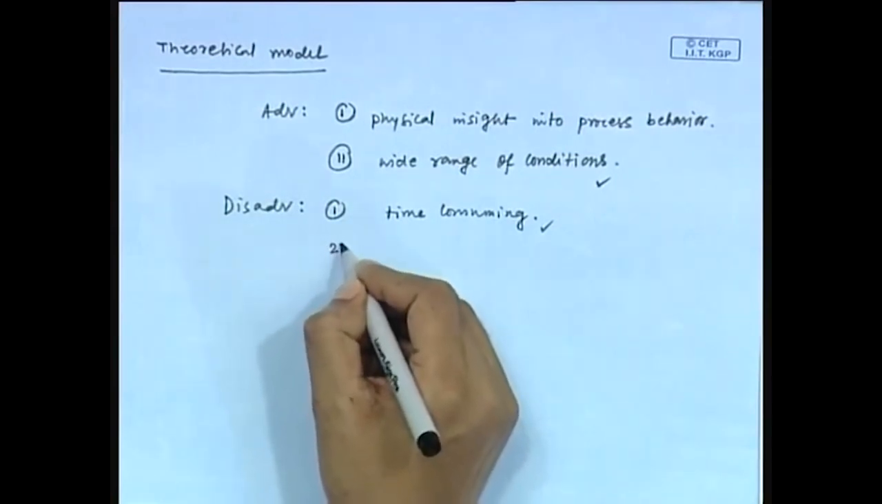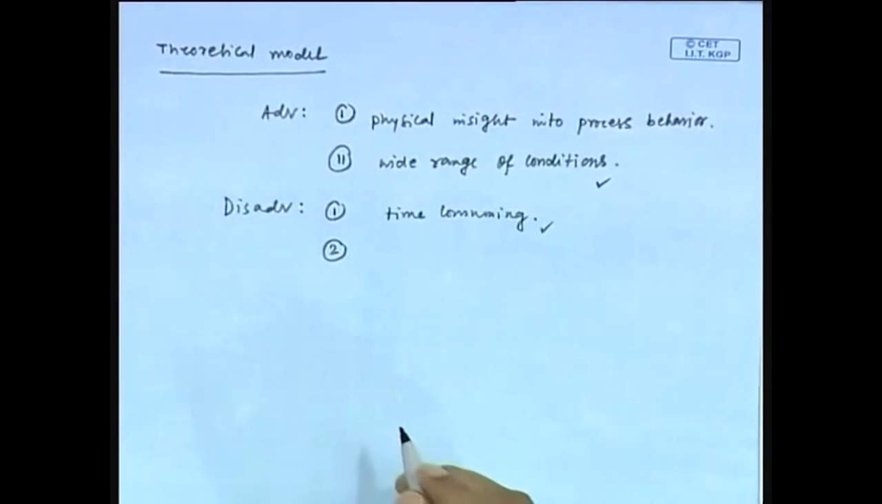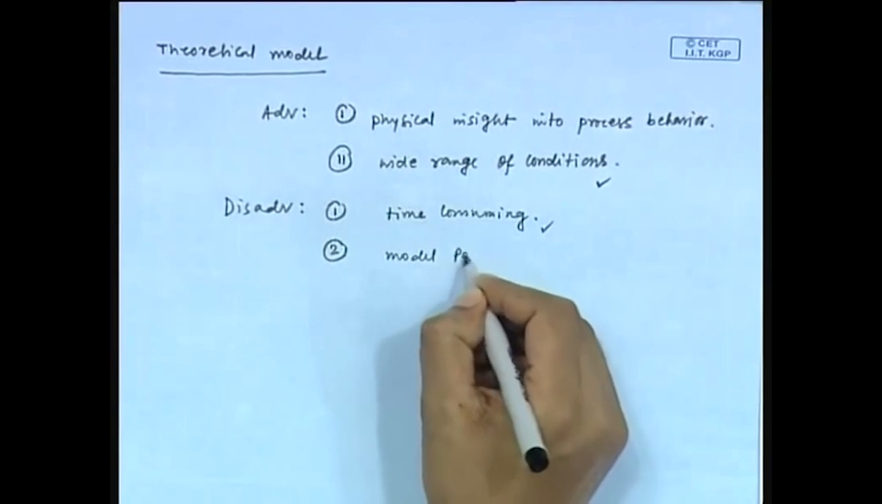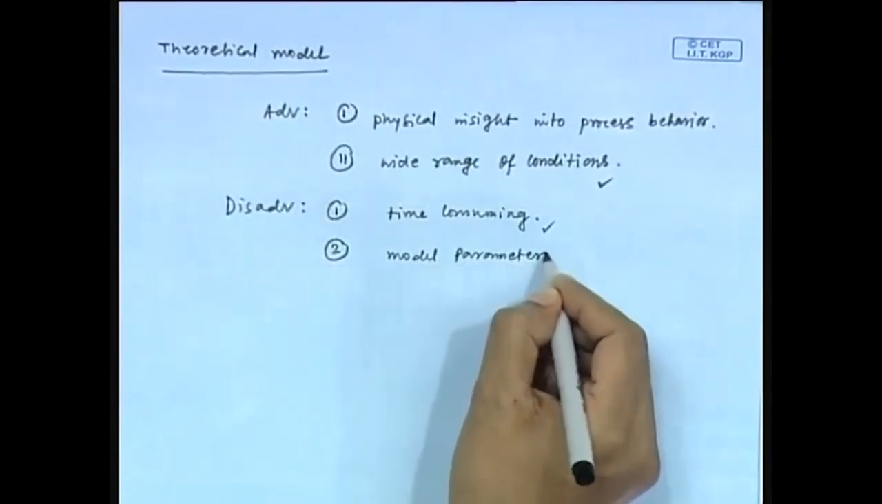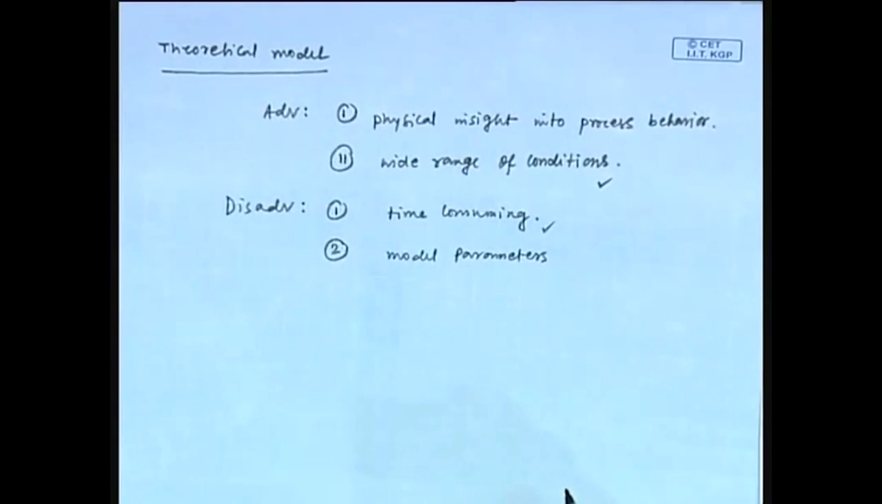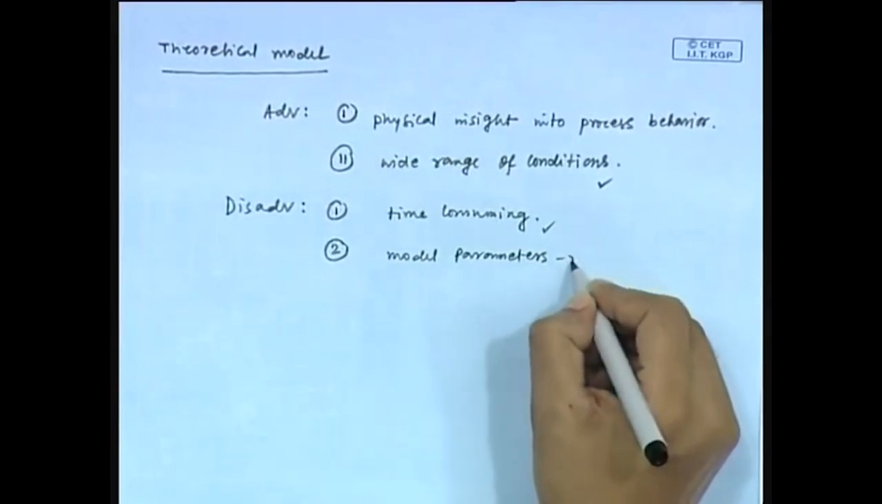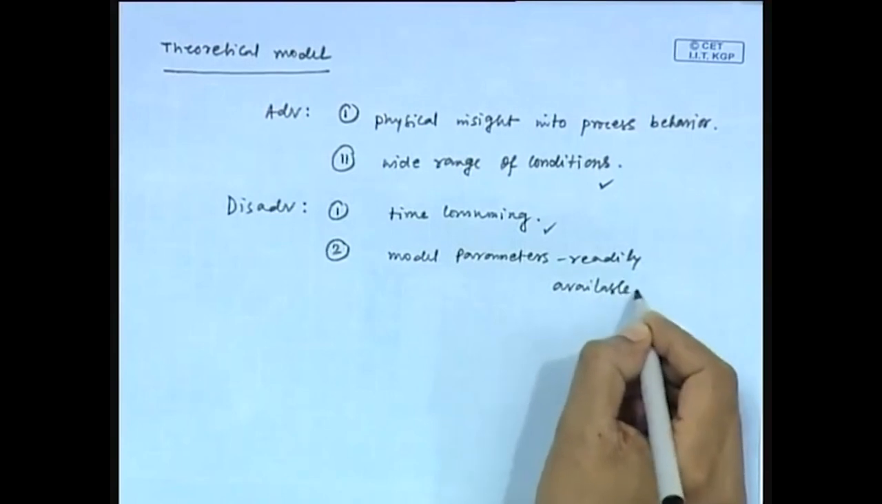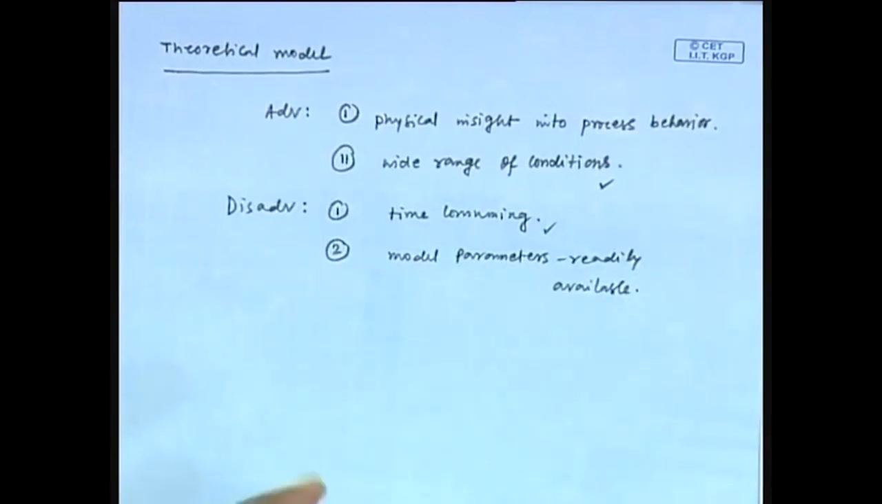And another drawback is some model parameters are not readily available. Some model parameters, for example, reaction rate coefficient, overall heat transfer coefficient, these are not readily available. In that case, we have to follow the empirical technique. So, these are basically the two drawbacks and two advantages of the theoretical model.